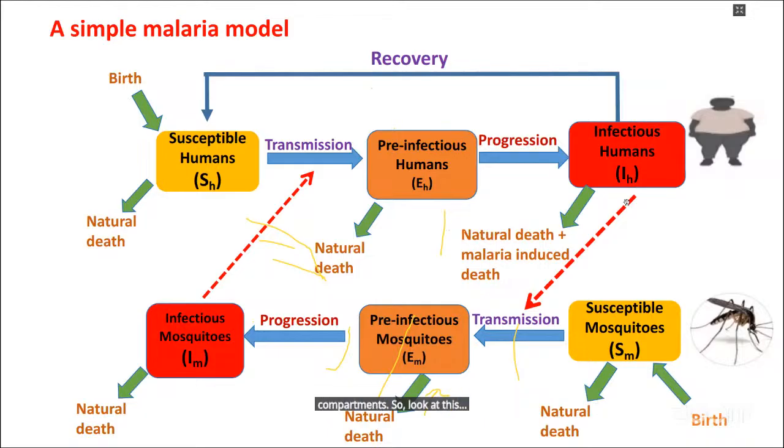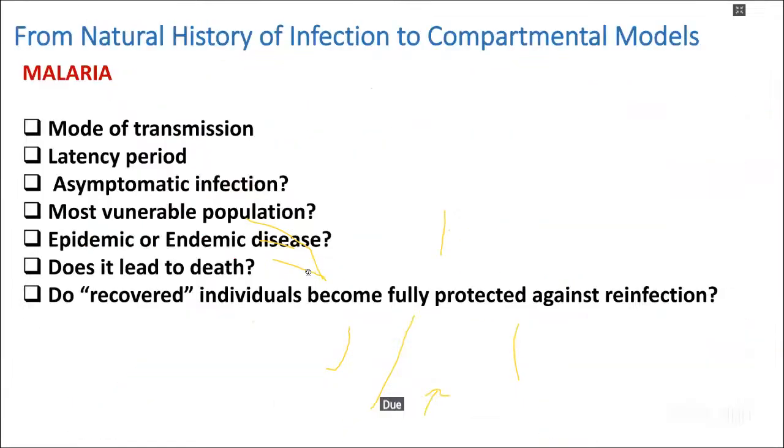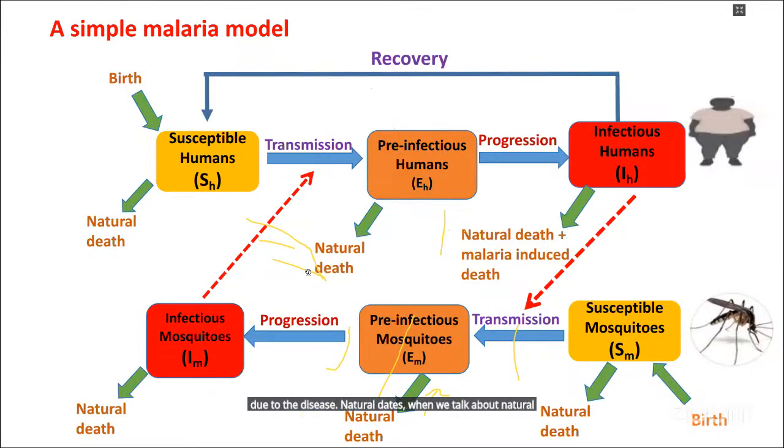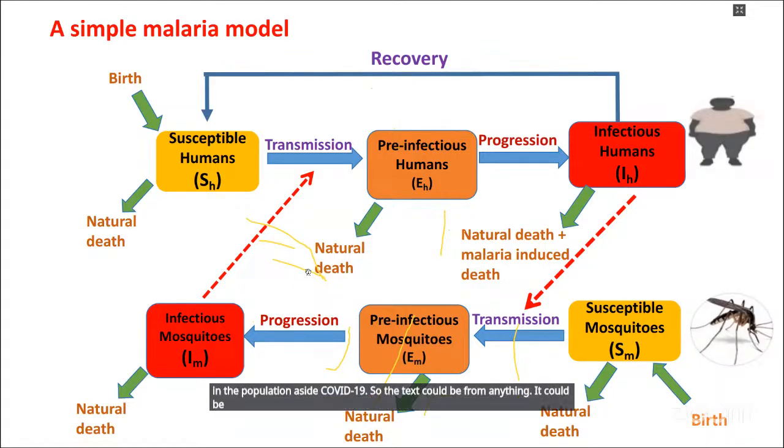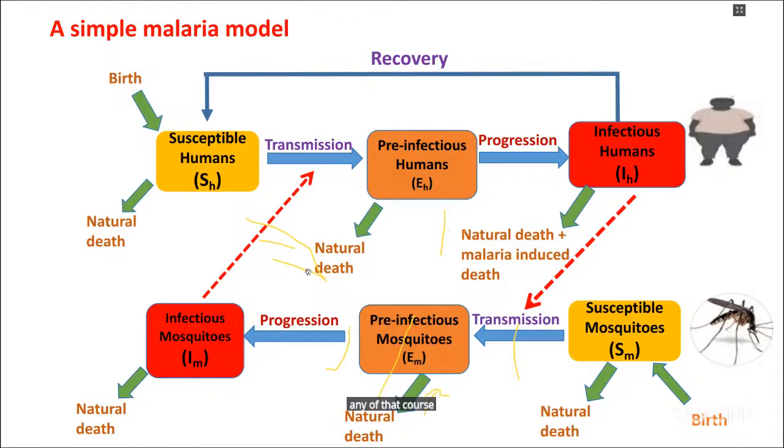So look at this, the infectious human class. We have the natural deaths, and then plus what? Malaria-induced death. The susceptible humans die naturally. Pre-infectious humans die naturally. But the ones here die naturally, and they also die due to the disease. When we talk about natural death, you are modeling malaria, so natural deaths are deaths caused by anything other than that disease. If you are modeling COVID-19, for instance, natural death is any death in the population aside from COVID-19. So the death could be from anything, from accidents or any other cause. In modeling, we term those deaths natural death. But the one caused by the disease in question is termed the disease-induced death.